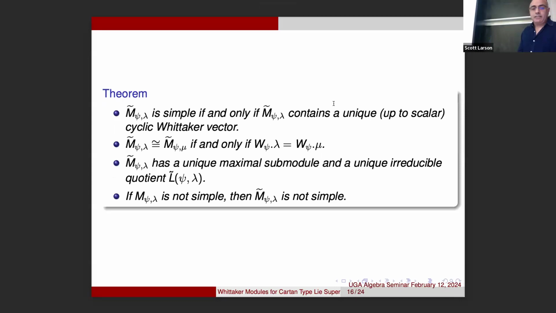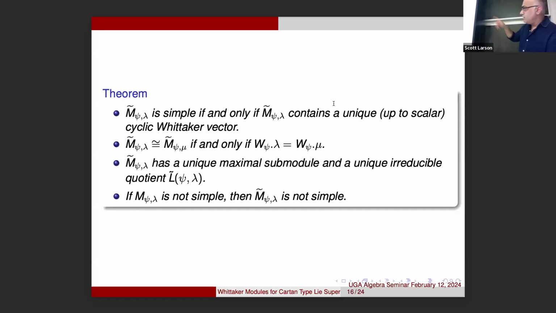Okay, and then of course, we look at when these models are simple. We looked at this in the classical case, in the Cartan case. So it's simple, basically, following Cartan's results. This induced module will be simple if it contains a unique cyclic Whittaker vector. This is not hard to prove. And then you can use that action to make a connection between these modules.